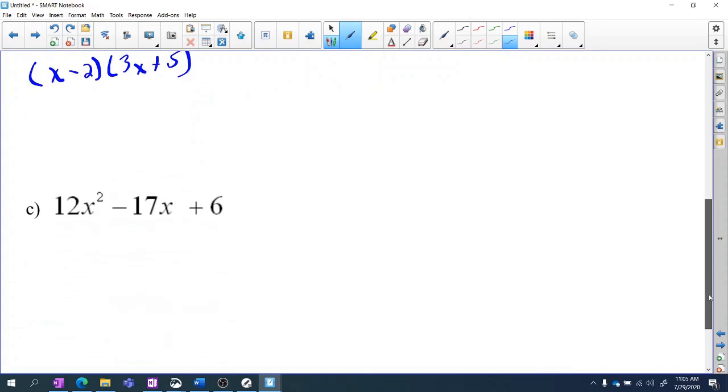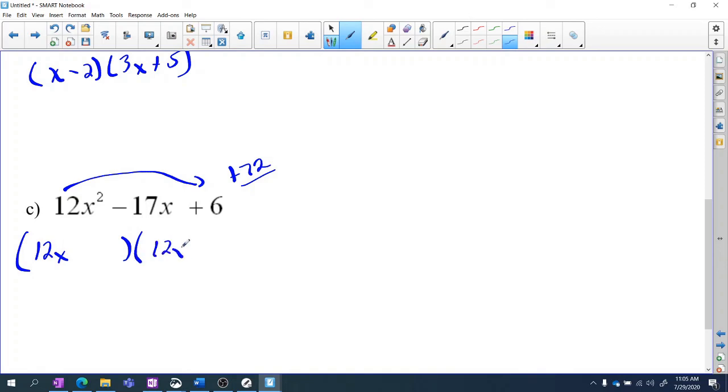I got one more here. 12 multiplied by a positive 6 is a positive 72. I want to multiply to get a positive 72, and I want to add to give a negative 17. I'm going Australian method again. 12x, 12x. Let's think. 72. How about 9 and 8? That would work nice. Now, to get a negative 17, I need a negative 9 and a negative 8.